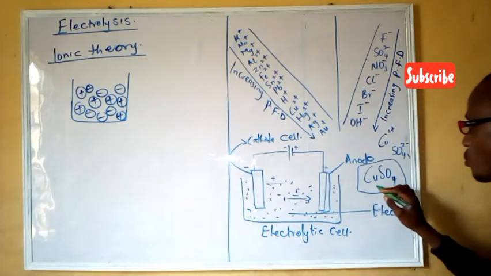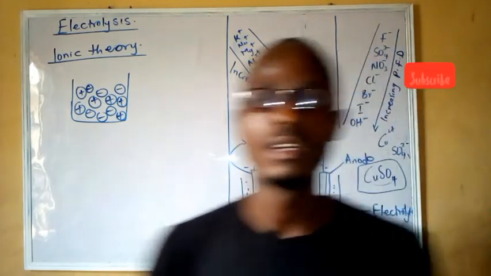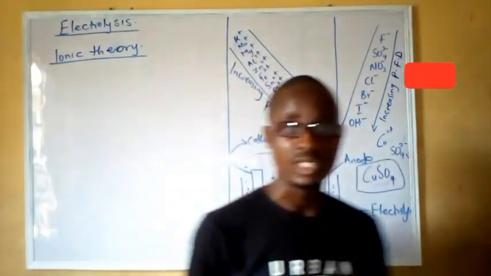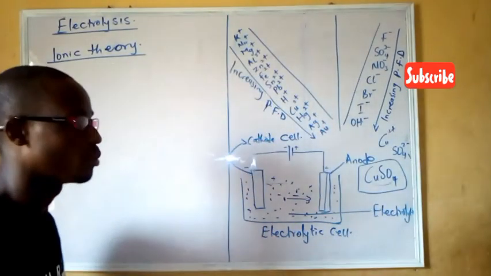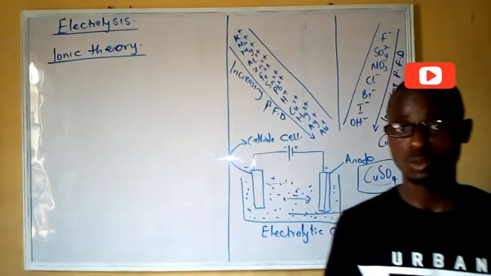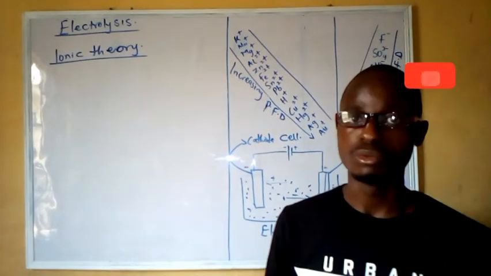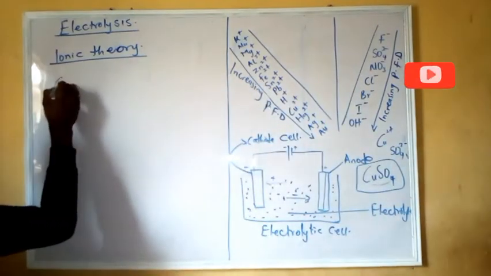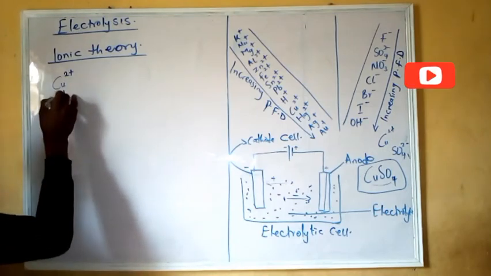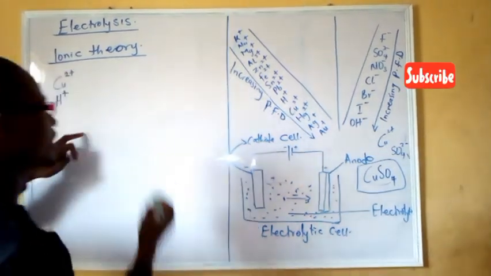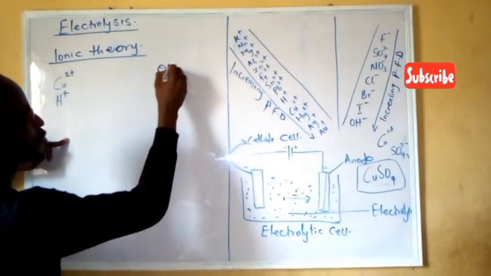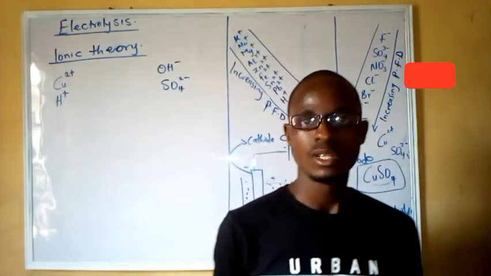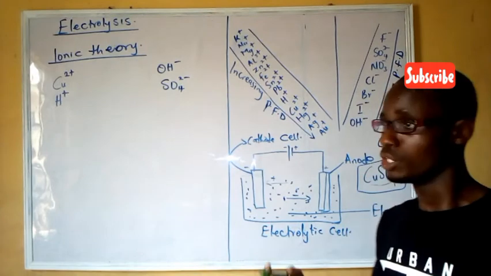Let's quickly cite an example with CuSO4. CuSO4 is a salt that can dissolve in water. Once it dissolves in water, we have the positive ions and the negative ions in solution. The positive ions available will be two kinds, and the negative ions will also be two kinds, because the positive ions come from Cu2+ and the H+ from the water. The negative ions present are OH- from water and SO4 2- from the salt. So these are the ions that are moving freely in the solution.